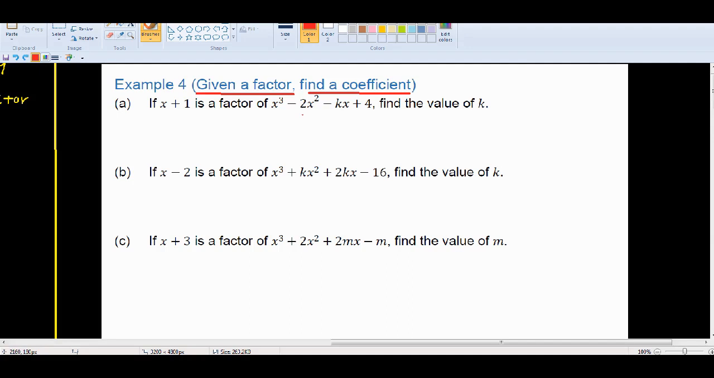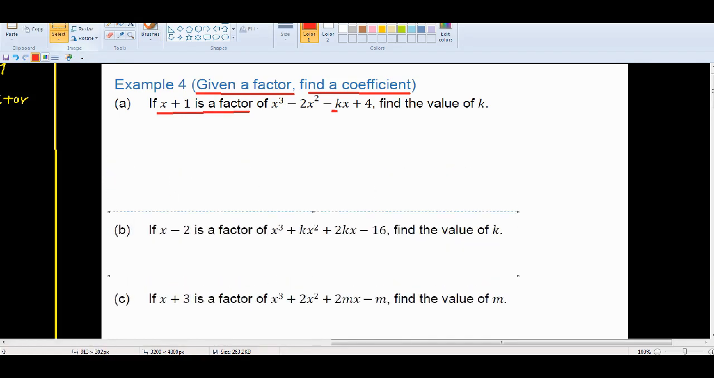So you could observe for this polynomial in power 3, there's a k which is unknown as a coefficient of x. So how could you find k? They will give you a condition like x plus 1 is a factor. So that condition is very important. First, let's define this one as a polynomial p(x).